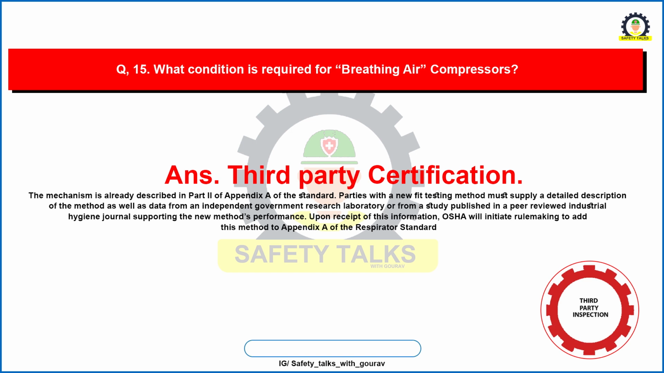Because the method is already described in part 2 of appendix A of the standard, but parties with a new testing method must supply a detailed description of the method as well as data from an independent government research laboratory or from a study published in a peer reviewed industrial hygiene journal supporting the new method's performance. Upon receipt of this information, OSHA will initiate rulemaking to add this method to appendix A of the respiratory standard.